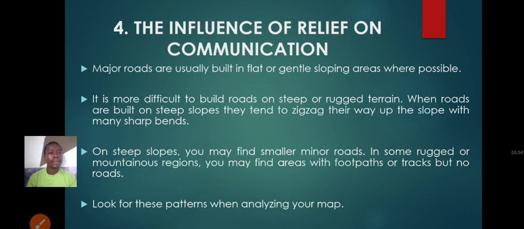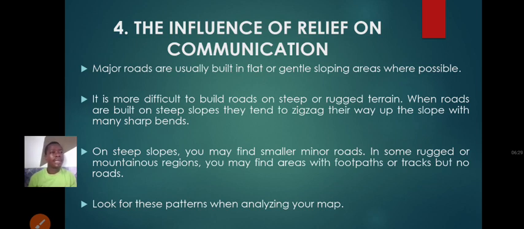Roads are built on gentle slopes because it is very difficult to build roads on steep or rugged terrain. When roads are built on steep slopes, they tend to zigzag or meander, or curl, like when you go to the Kwawu area in Ghana, for instance. The road will not go straight because it is a mountainous area. So the road will zigzag or curl before it gets from one settlement to another.